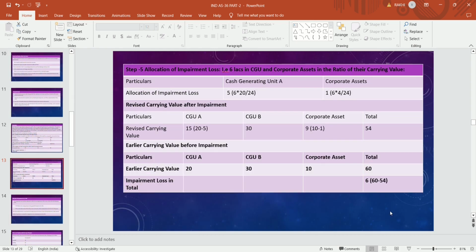And then we will allocate the impairment loss between both assets, that is the cash generating unit and the corporate asset, in the ratio of their carrying value.